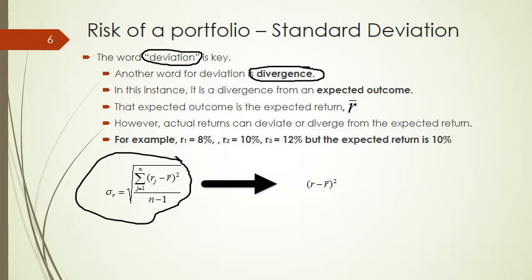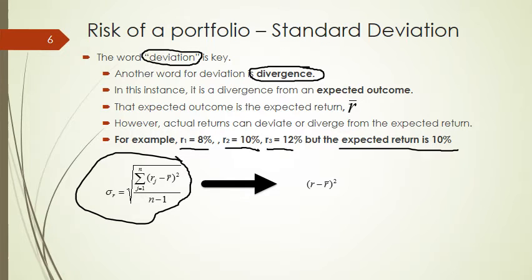So let's say that you have three returns that you observe over day one, day two, and day three. On the first day, you observe a return of 8%. On day two, you observe a return of 10%. On day three, you observe a return of 12%. And our expected return over those three days is 10%. So what is happening here? Well, on the first day, our actual return, which is 8%, deviates from our expected return. On day two, that is not the case. Our actual return is 10%, and our expected return is 10%, so there is no deviation.